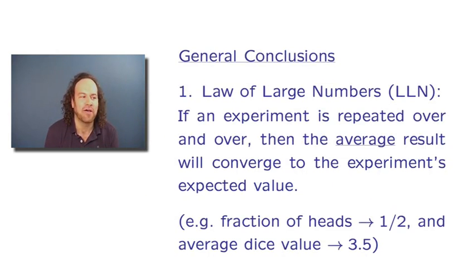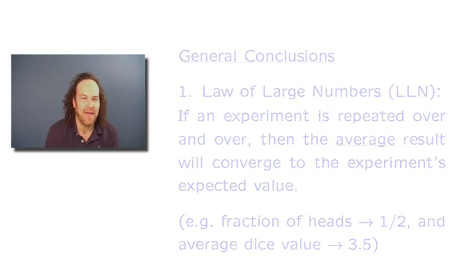Well, the first one is what's called the law of large numbers. It says if you repeat an experiment over and over again and take the average of the results that you get, then that will get closer and closer to the expected value. And as you take an infinite number of repetitions, then you will indeed get the expected value. So if you flip a coin infinitely often, you'll get half heads. And if you roll a die infinitely often, then on average, you will get 3.5.